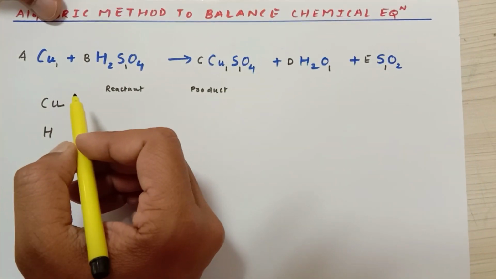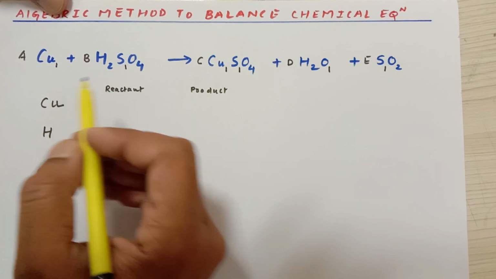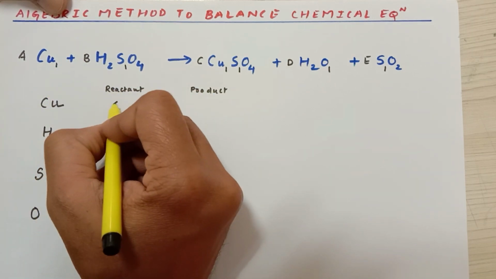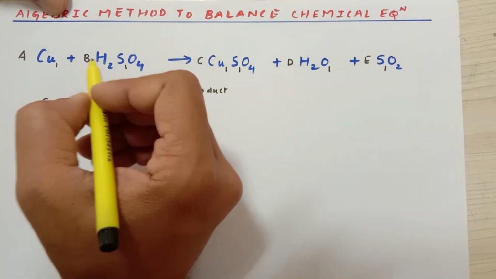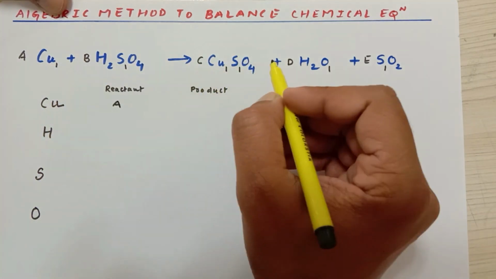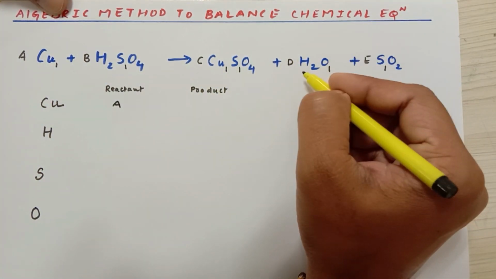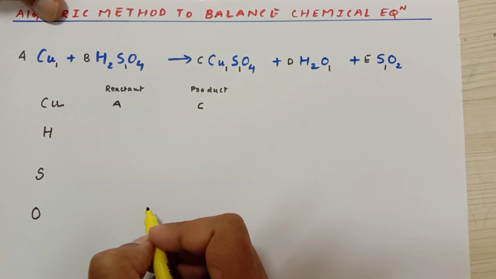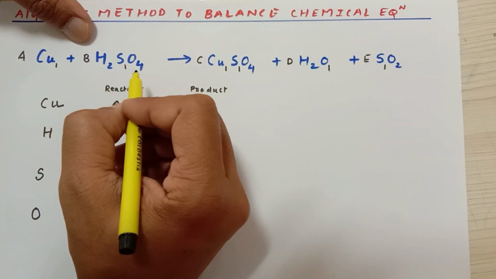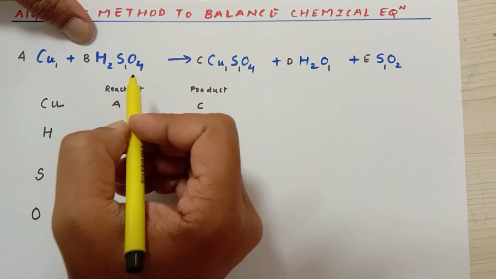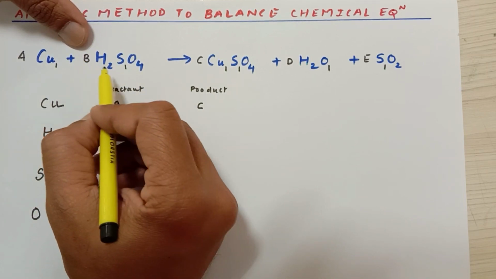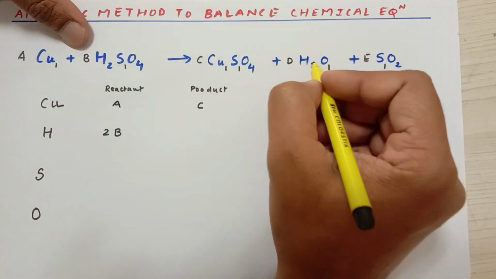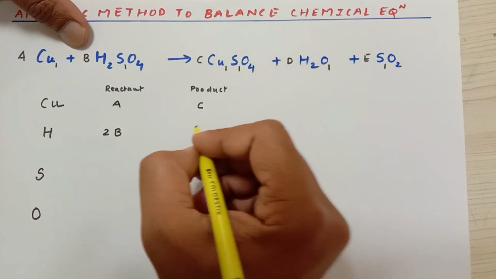Now how many atoms of copper do you have on the reactant side? You are supposed to multiply these two numbers, A into 1, so it is A, correct? Then on the product side, how many copper atoms do you see here? None over here. Here 1 into C, so C, correct? Now let's go for the hydrogen over here. Hydrogen is 2 into B, so that is 2B. On this side no hydrogen here and here, so it is 2D. 2 multiplied by D is 2D.